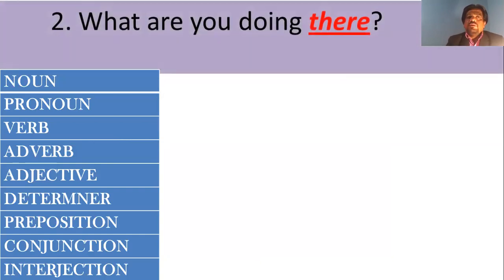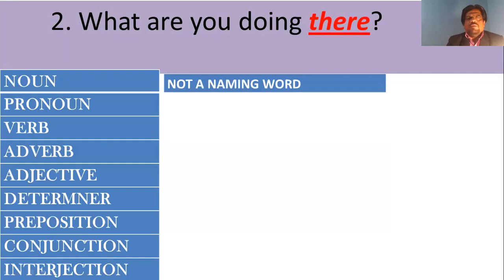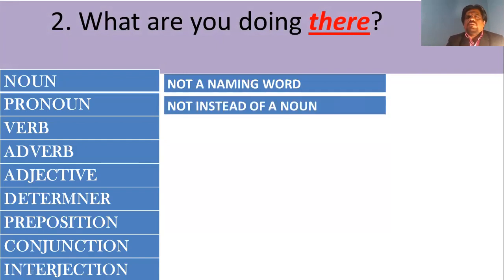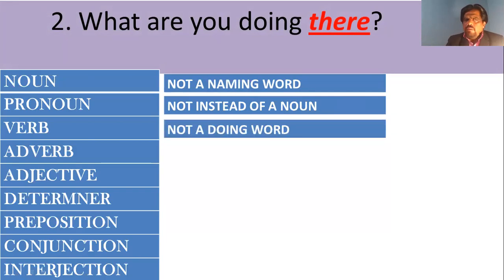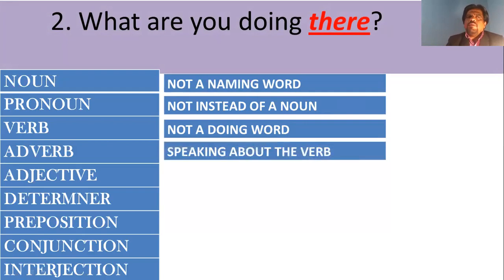What are you doing there? Is it a noun? No, because it is not a naming word. Is it a pronoun? No, it is not used instead of a noun. Is it a verb? No, it's not at all a doing word. Is it an adverb? Yes, it speaks about the verb doing, where the action has happened.